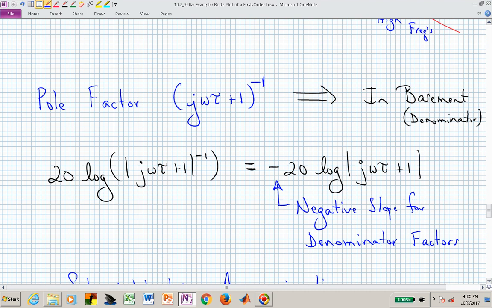So now we have this negative slope for denominator factors. If it was in the numerator, that would not be a minus 1, it would be a plus 1, and we would have a positive slope. So if we have factors downstairs in the denominator, those are going to have negative slopes, magnitude. And if we have numerator factors, those are actually going to have positive slopes.